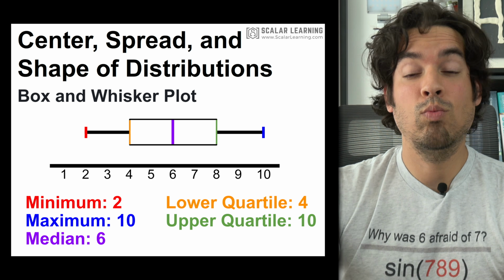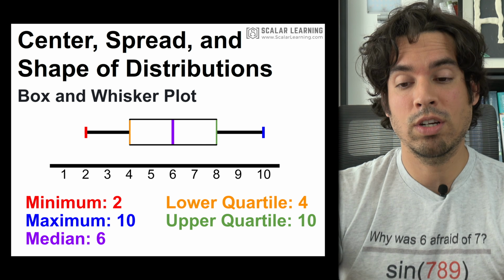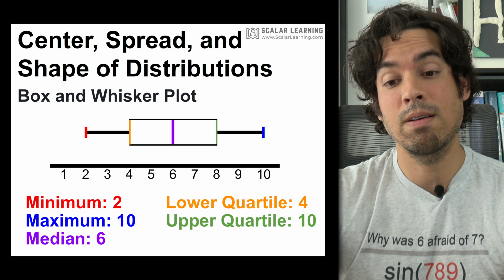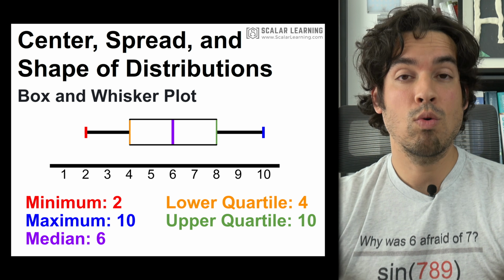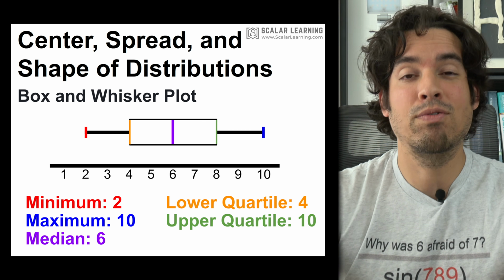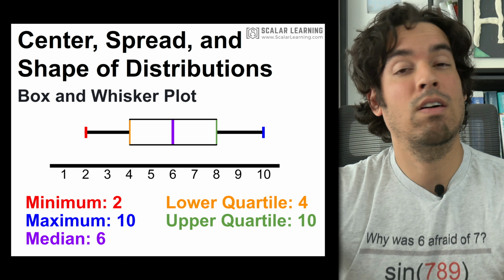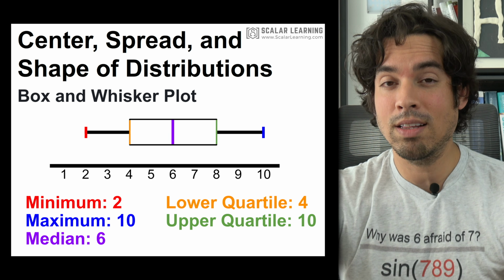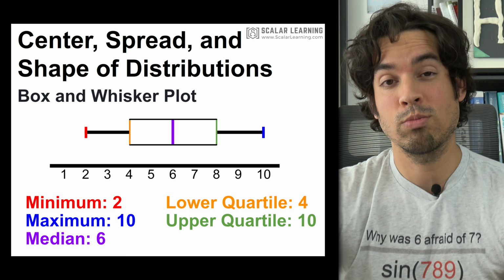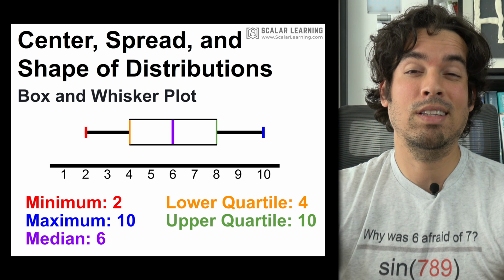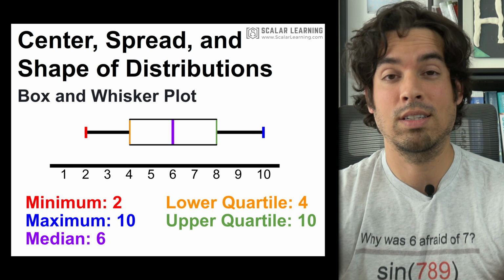Now, you likely won't need to calculate the lower quartile and upper quartile from a set of data, but if you do, the lower quartile is the median of the bottom half of the data. The upper quartile is the median of the upper half of the data. So I'm just telling you that so you know what those terms are, but I can almost guarantee that's probably not going to be something you'll need to calculate.